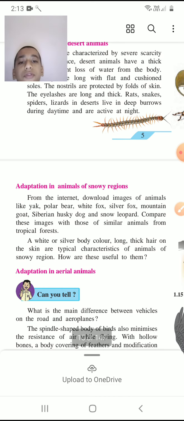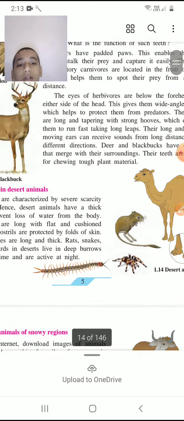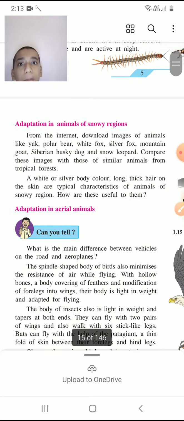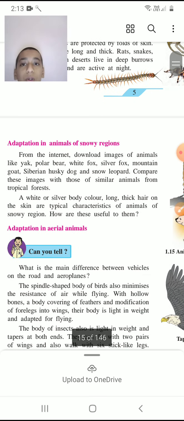Adaptation in animals of snowy regions. From the internet, download images of animals like yak, polar bear, white fox, silver fox, mountain goat, Siberian husky dog, and snow leopard. Compare these images with those of similar animals from tropical forests. They are telling you to download the pictures of these animals and compare these pictures with similar animals from tropical forest, meaning ordinary forest.